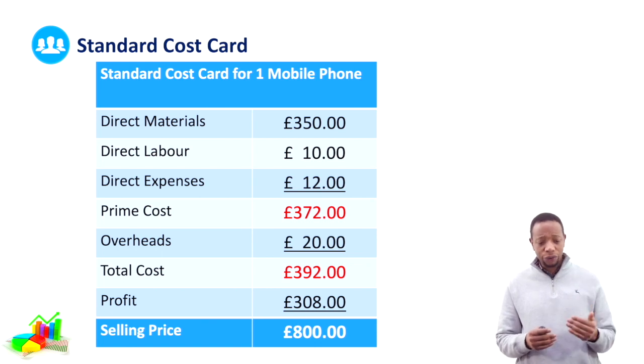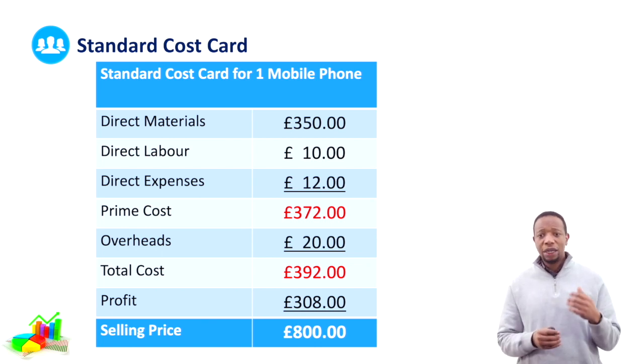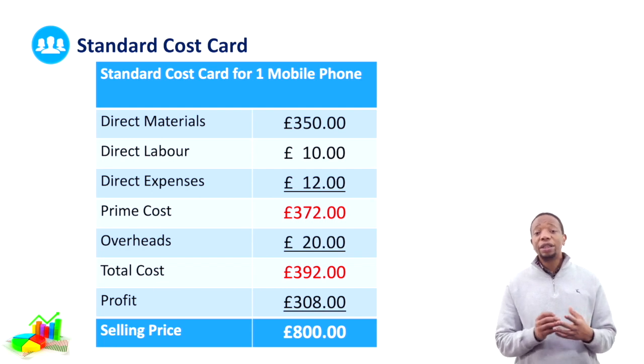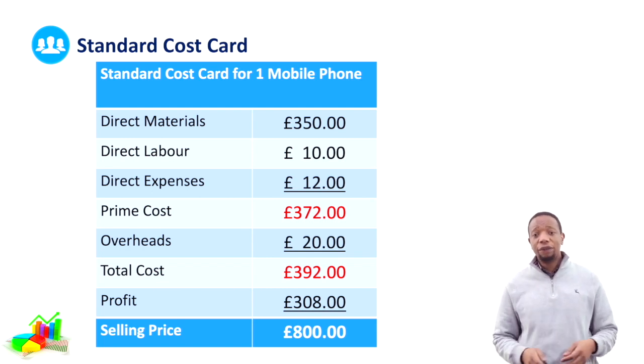Now that's the standard cost card, and that's what we're trying to do. We're trying to understand our costs, put them in the standard cost card, and then charge a profit and get to a selling price. So that's the main thing that we're trying to do in this video.